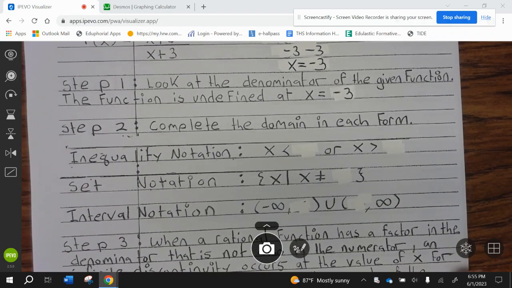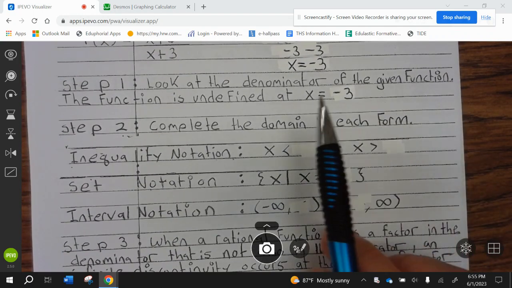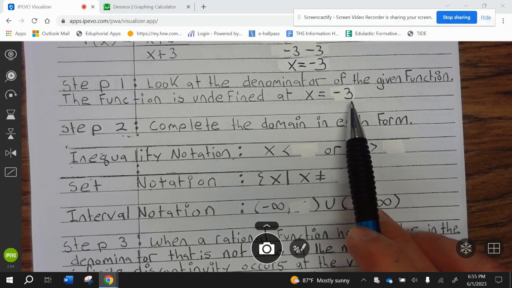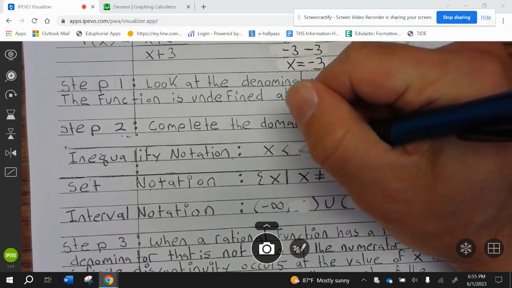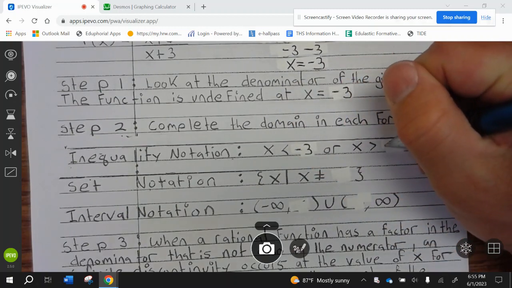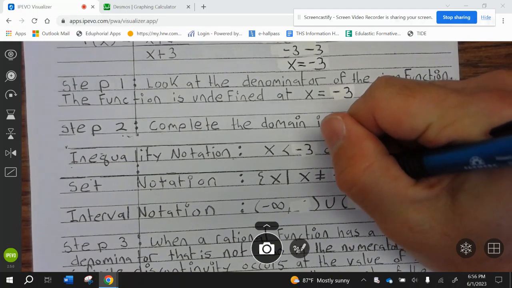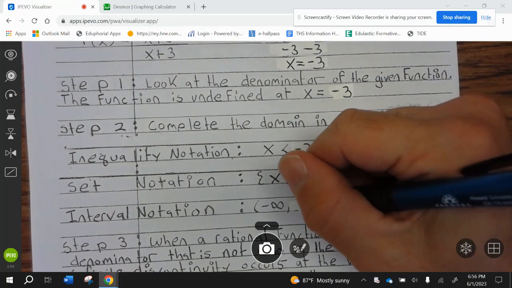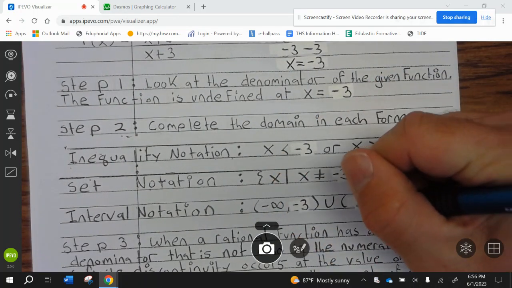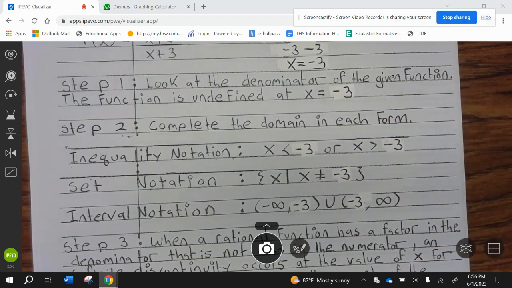Complete the domain. The domain is affected by where the function is undefined, by the denominator. So the inequality notation: x is less than negative 3 or x is greater than negative 3. In set notation, x does not equal negative 3. In interval notation, it's from negative infinity to negative 3 or from negative 3 to infinity.